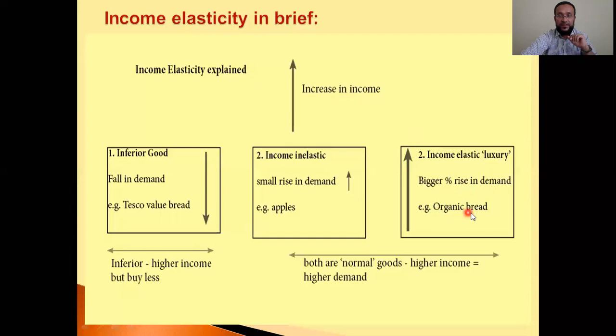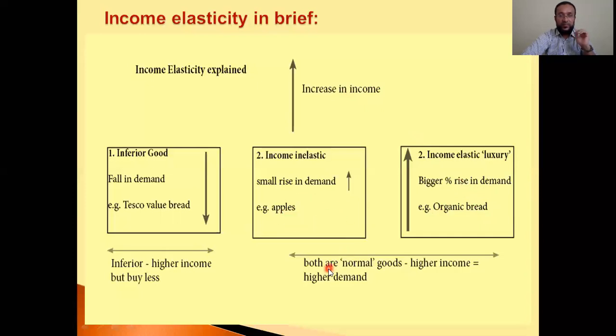One example is organic bread. Organic bread is a luxurious good because here, since the income elasticity of demand is elastic, the value is greater than 1. So it is a luxurious good. Here, see, apple is also a normal good. If income increases, demand also increases. But here the value is less than 1. That is why it is a necessity.